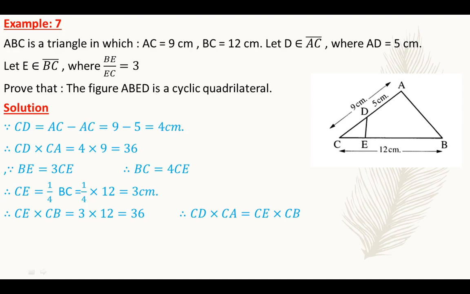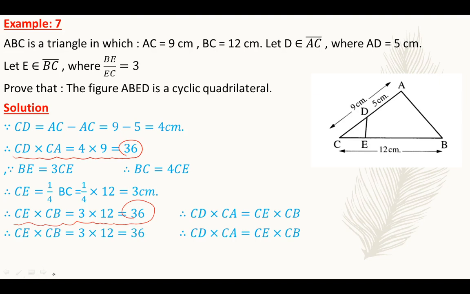So from the first equation, we know that CD times CA equals 36, and from the other part we know that CE times CB equals 36. So now you have CD times CA equals CE times CB. So now you know that the figure ABED is a cyclic quadrilateral.